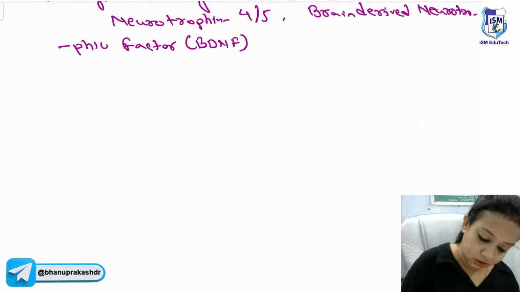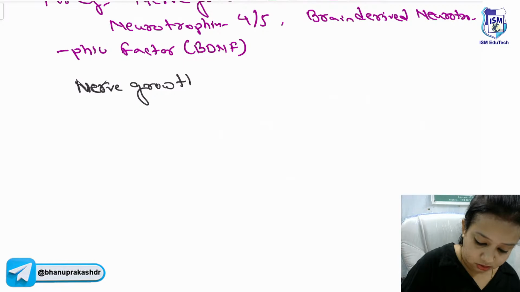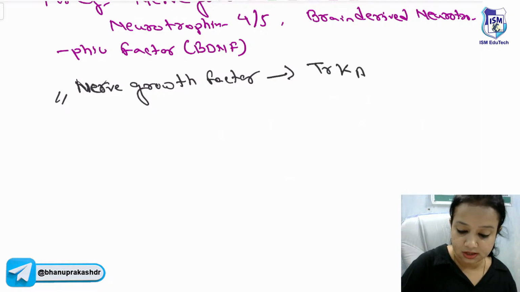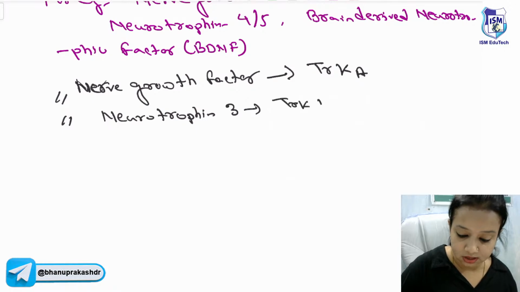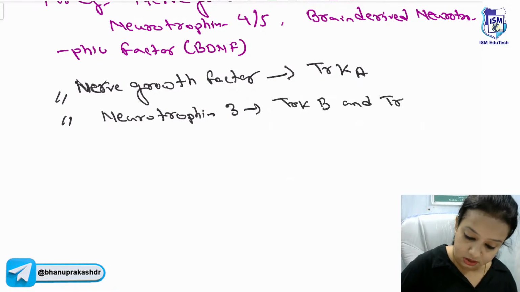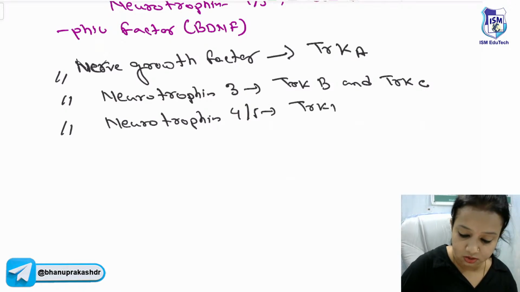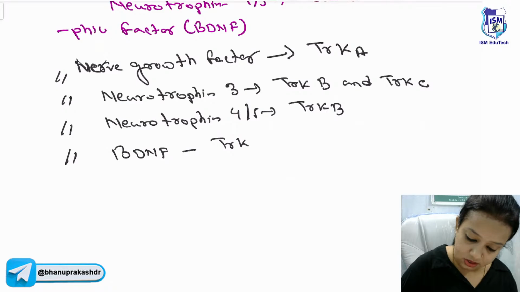They get pinched inside. So the receptors are like, for nerve growth factor, the receptor is tyrosine kinase A. For neurotrophin 3, it is tyrosine kinase B and tyrosine kinase C. For neurotrophin 4 and 5, it is again tyrosine kinase B, and for brain-derived neurotrophic factor, it is again tyrosine kinase B.